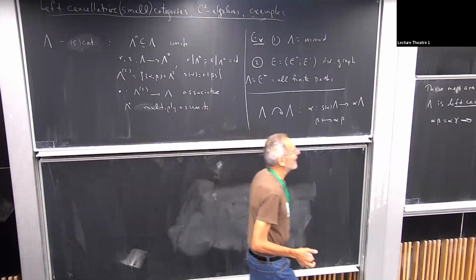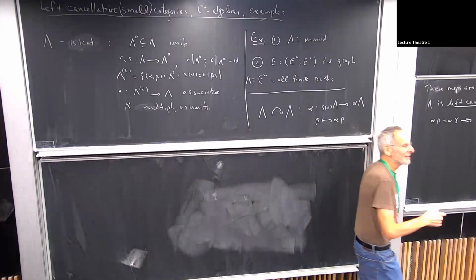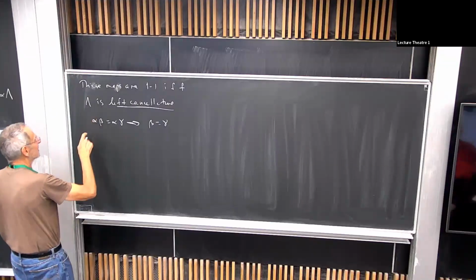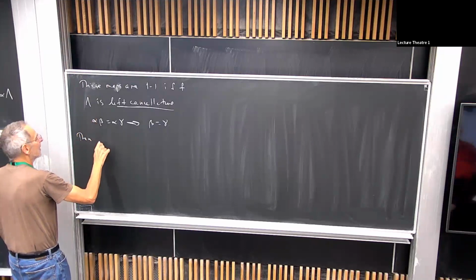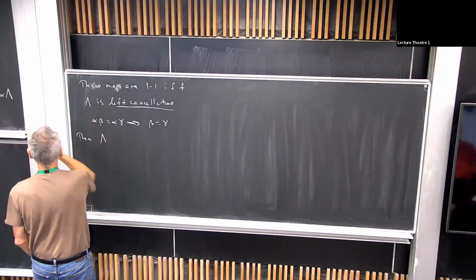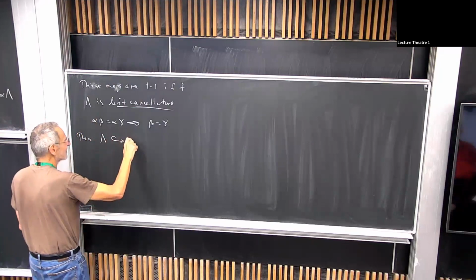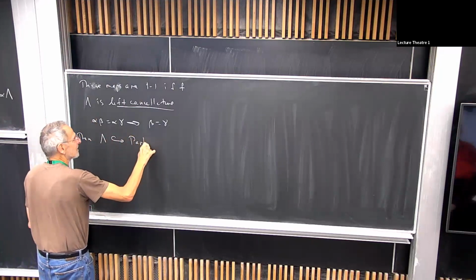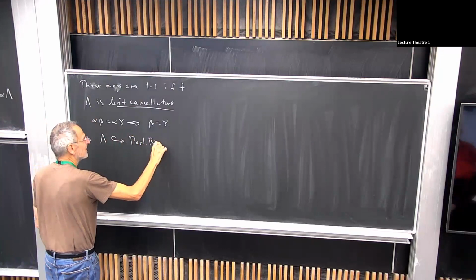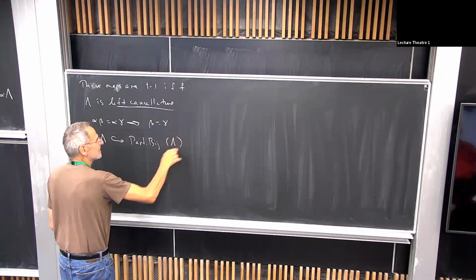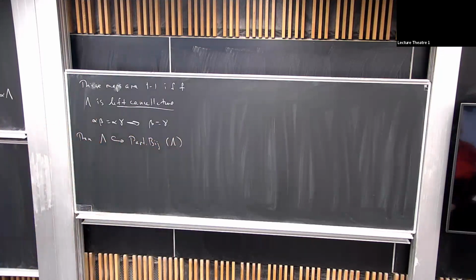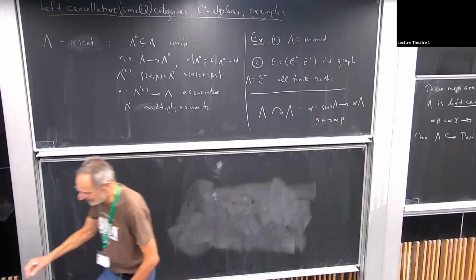Well, before I say that, let me just point out that in this case, this left action embeds lambda into the family of partial bijections of the set lambda. Okay, so I'll continue with that thought in a moment.